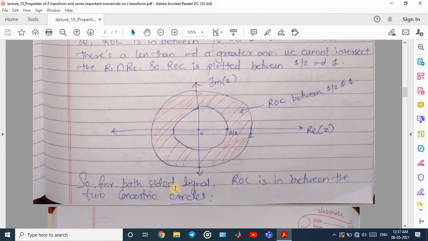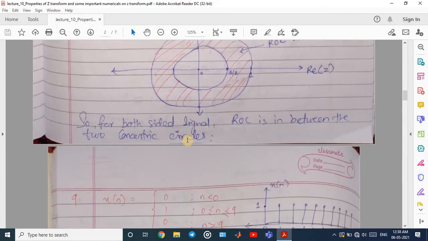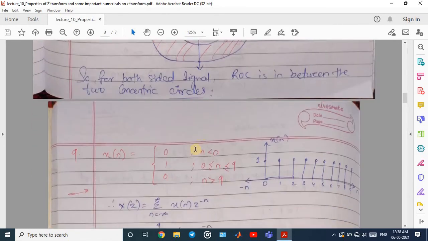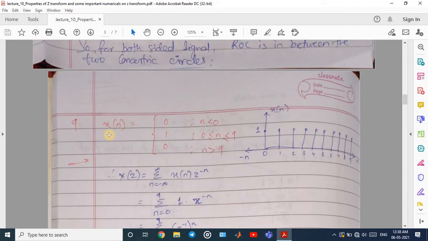So for a both-sided signal, the signal consisting of positive and negative sequences, ROC is in between the two concentric circles. This one and this half. These are two concentric circles, and ROC is in between them. This is the solution for the example. It's a different kind of example. Now the next one is also a different kind of example.